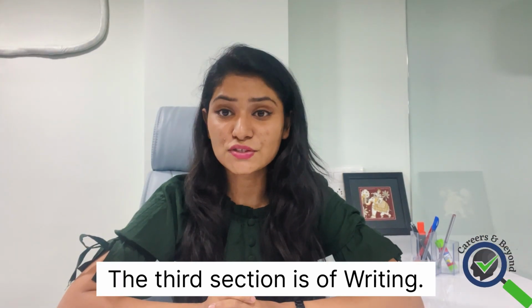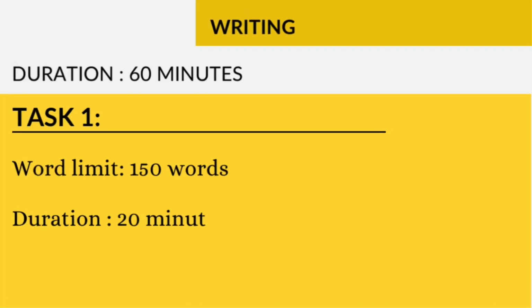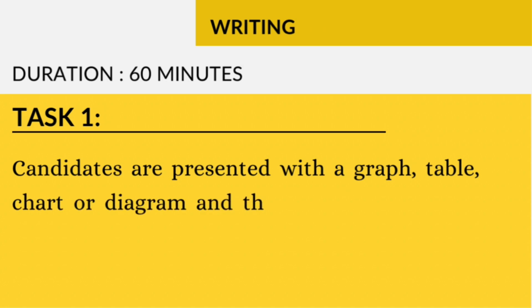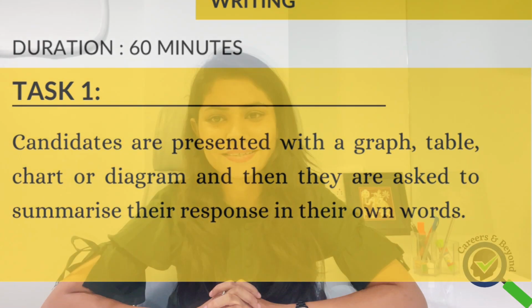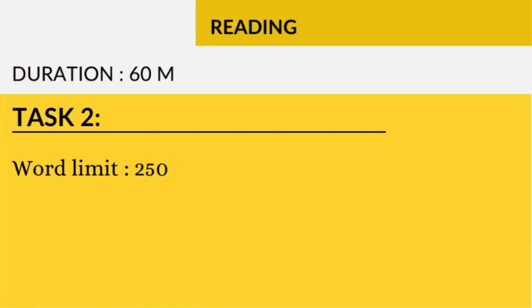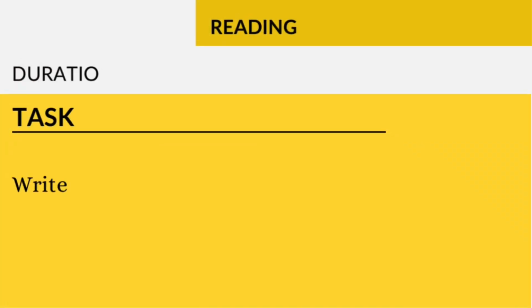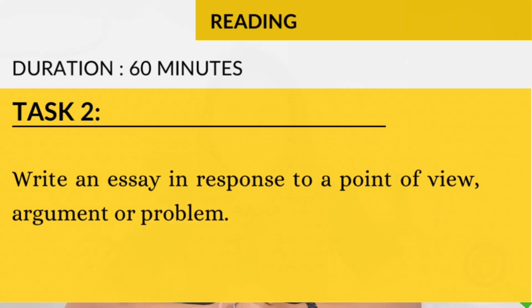The third section is writing. The total duration of this section is 60 minutes. It consists of 2 tasks. In task 1, the candidate has to write at least 150 words in 20 minutes. You are presented with a graph, table, chart or diagram and are asked to summarize it in your own words. In task 2, you have to write at least 250 words in 40 minutes. In task 2, you are asked to write an essay in response to a point of view, argument or problem.